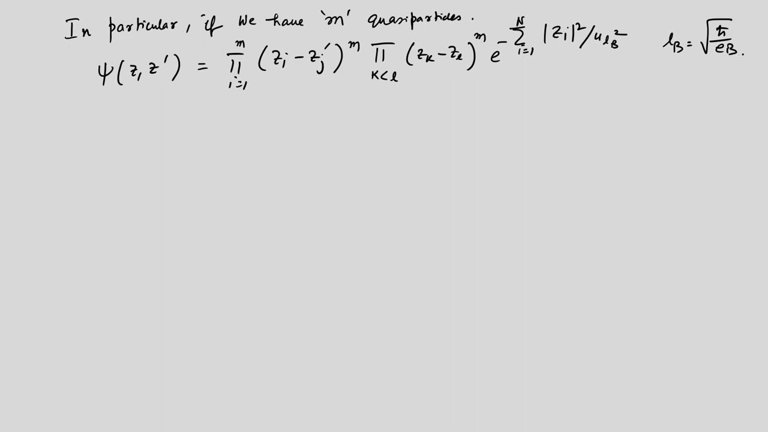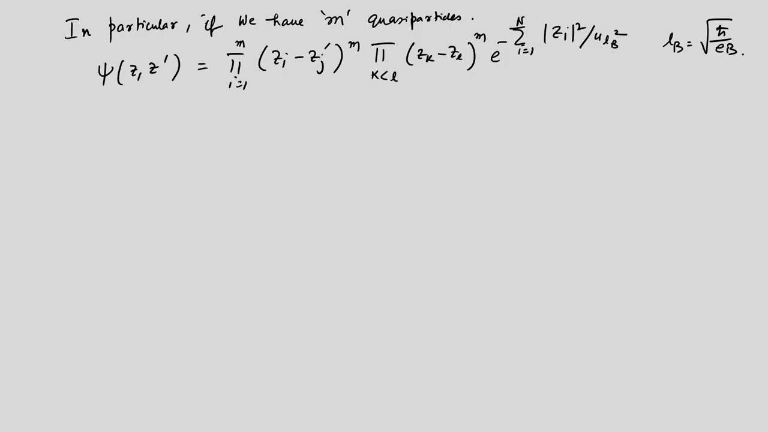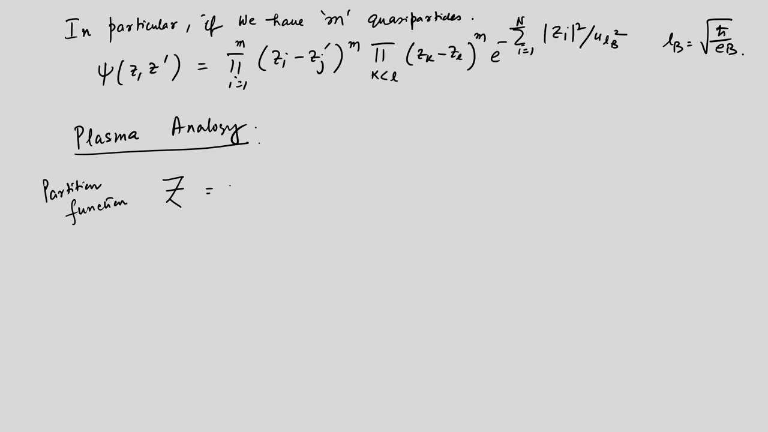Now, a priori it's not clear, but it will help us if we try to normalize this wave function. Normalizing this wave function is not very easy, but what comes in handy is the plasma analogy. So exploit the plasma analogy, and in the plasma analogy we'll write down the partition function. It was written as exponential minus beta u, where u is the potential energy of the plasma. And of course, it's a cold plasma.